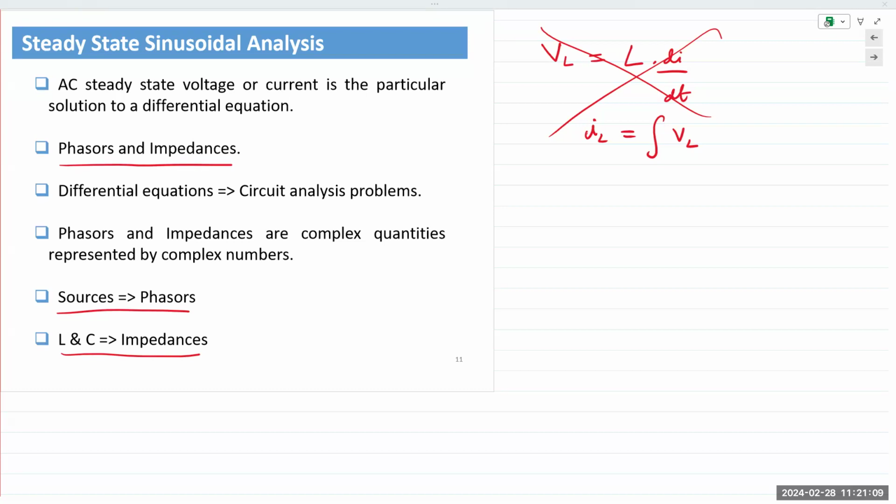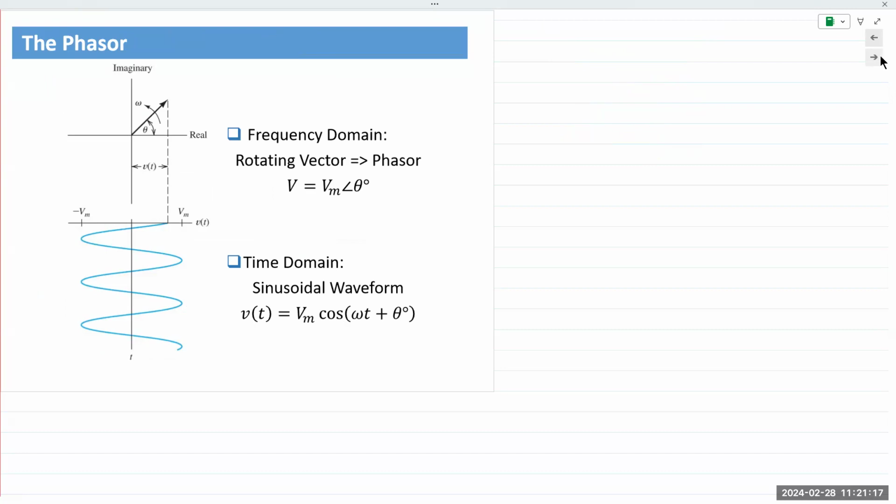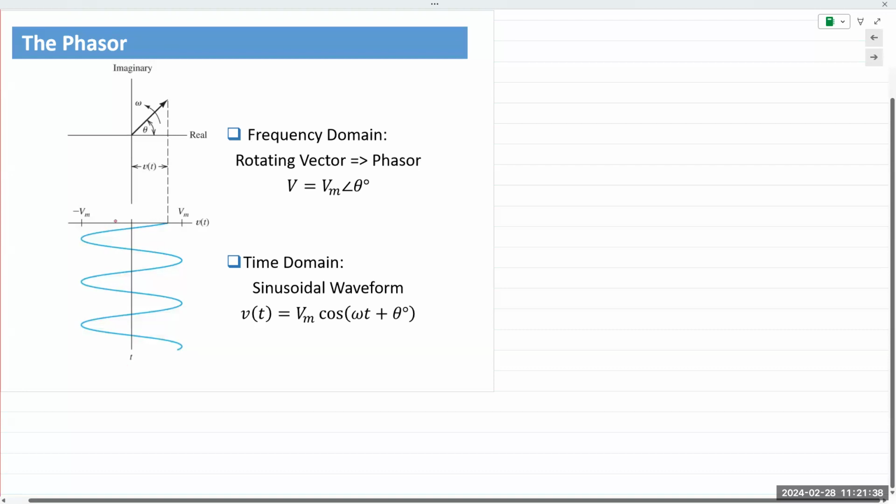Oh, sources are represented as phasors, inductors and capacitors as impedances. So a phasor is a rotating vector in the complex plane in the frequency domain. It's a representation of the time varying signal. Here below is the time varying signal, simply illustrated on its side, so it's just rotated. Here's the x-axis. As always, the x-axis is time.